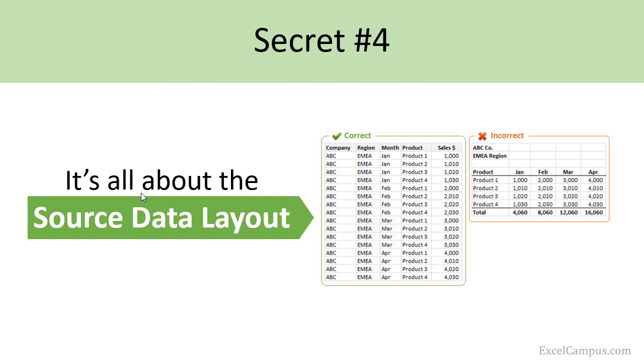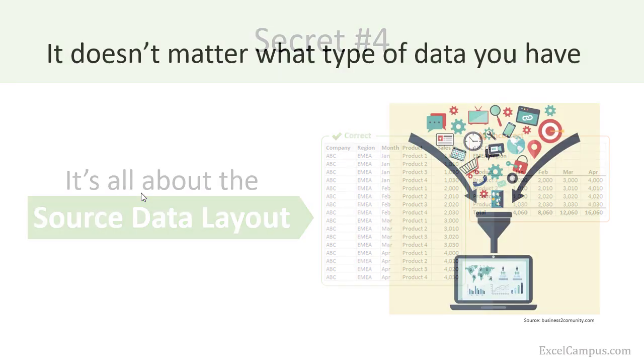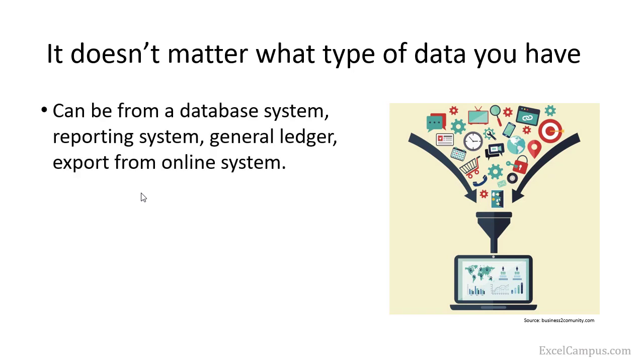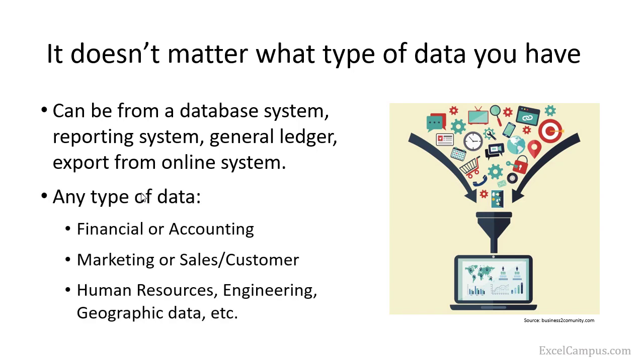So that leads us to secret number 4, which is that it's all about the source data. This is by far the most important, critical step. It doesn't matter what type of data you have, where you're getting your data from. It could be from a database, reporting system, general ledger. You can be exporting it from somewhere online. It can be any type of data. Doesn't matter what the data is.